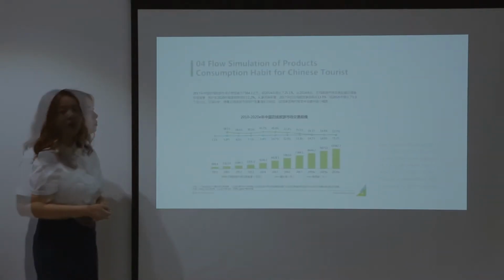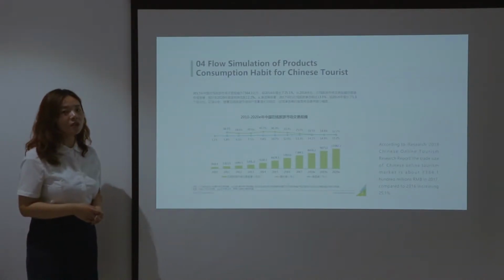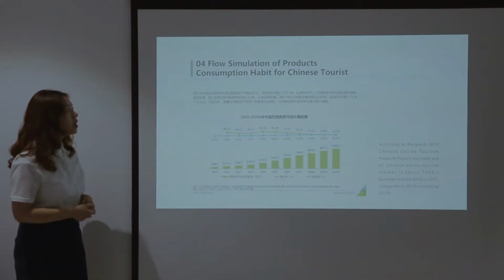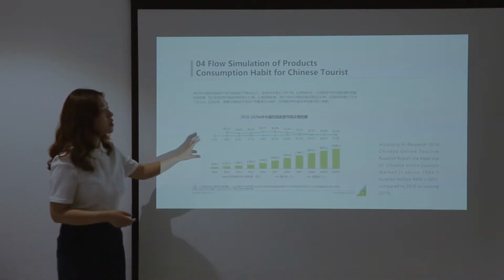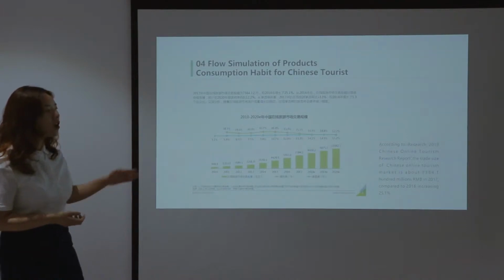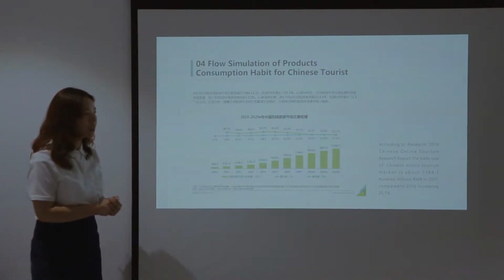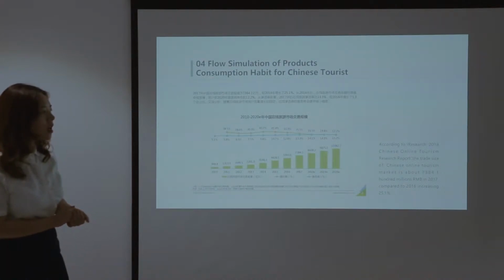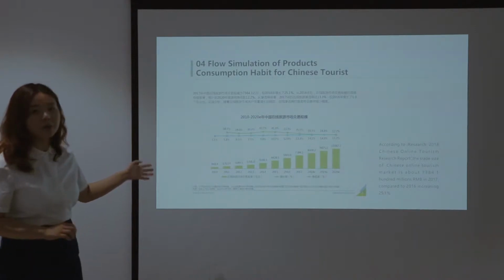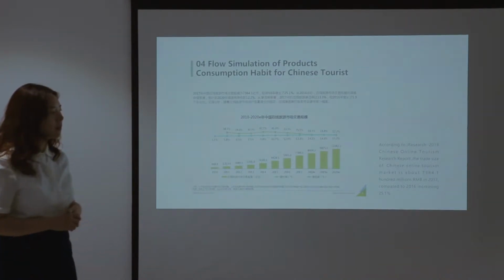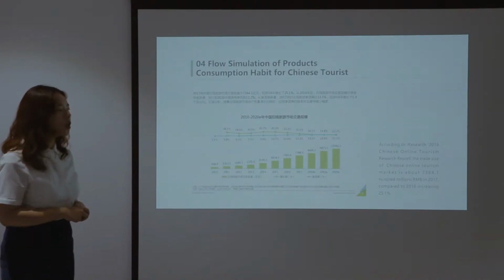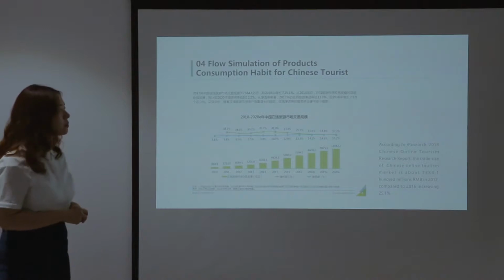After the analysis of the Southeast Asian area, let's go into the Chinese market. Here you can see a flow simulation of the product consumption habits of Chinese tourists. According to our research in 2018, the trade size is about 7,100 million RMB in 2017, and compared to 2016, it increased by 25.1 percent.